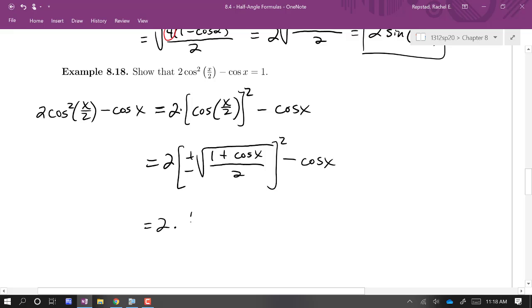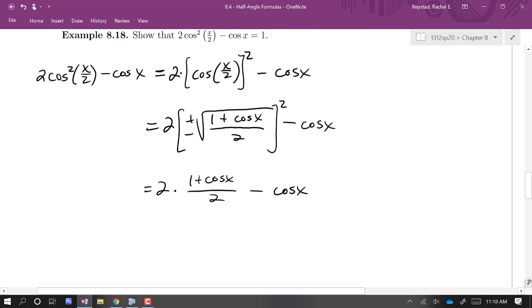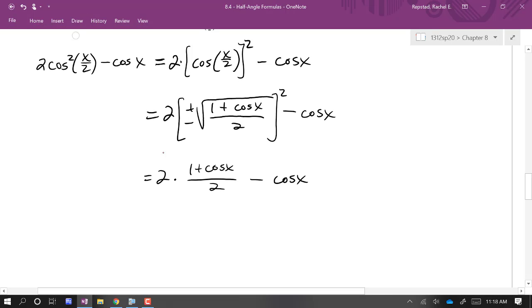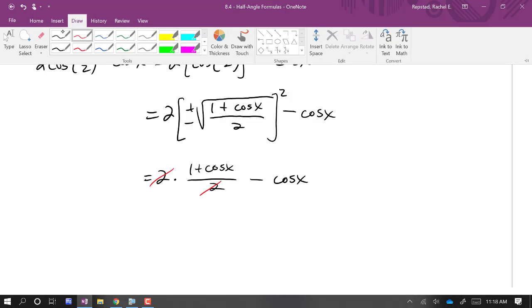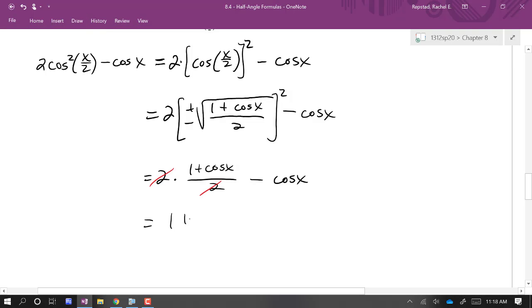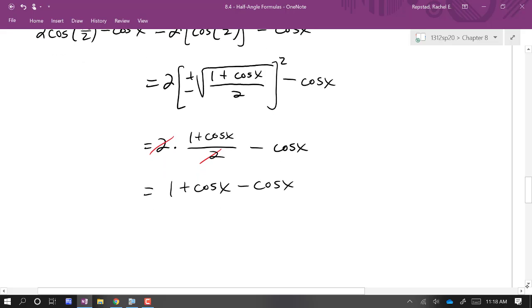So we have 2 times 1 plus cosine x over 2, and then minus cosine x on this product that we have at the beginning. This 2 and the 2 in the bottom will cancel. So we have now 1 plus cosine x minus cosine x, and of course plus cosine x minus cosine x cancel out, and we're just left with 1, and that's what we wanted. Success.